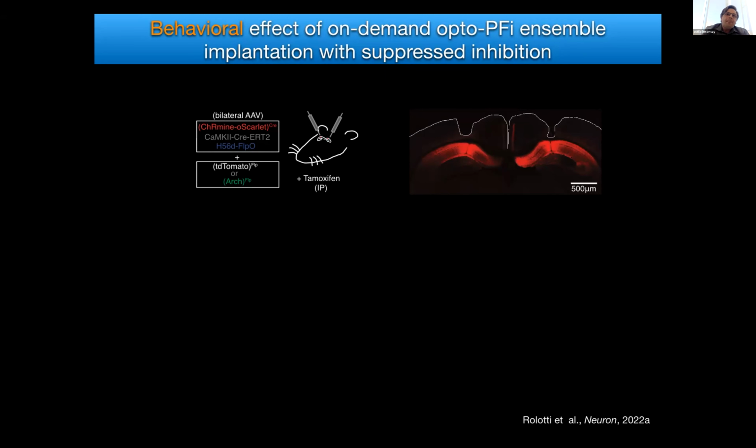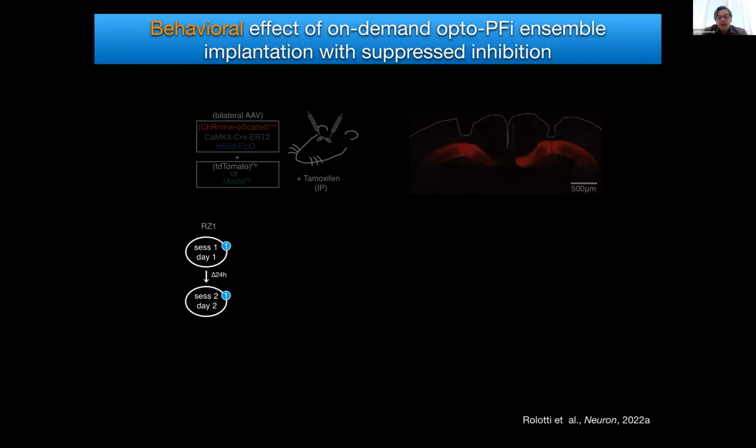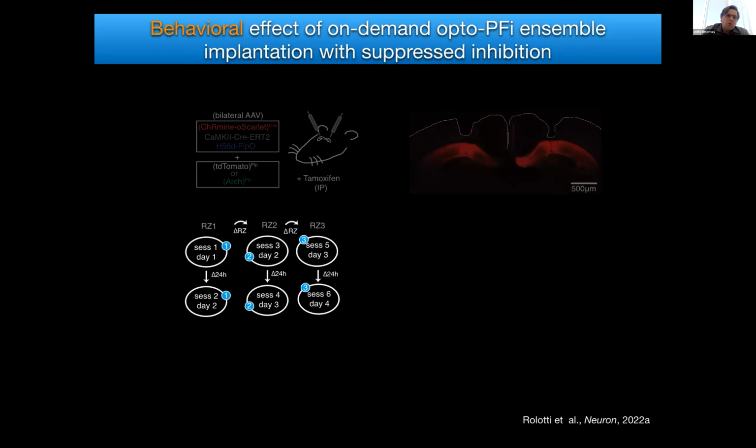To do this, we sparsely labeled a subpopulation of pyramidal cells across both hemispheres with the red-shifted opsin, and also introduced an inhibitory opsin to interneurons in CA1. Then we did bilateral photostimulation to coactivate pyramidal cells whilst we suppressed interneurons in this goal-directed learning task, where the animal has to learn the location of an unmarked operantly delivered water reward, and then this reward zone is moved to a new location over subsequent sessions.